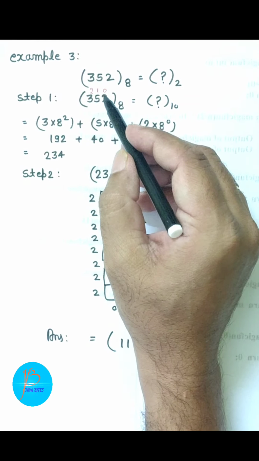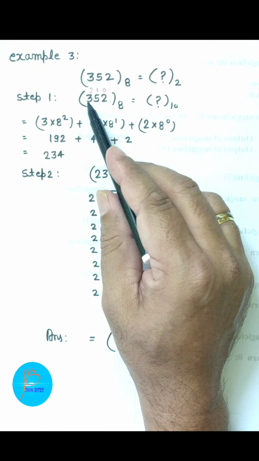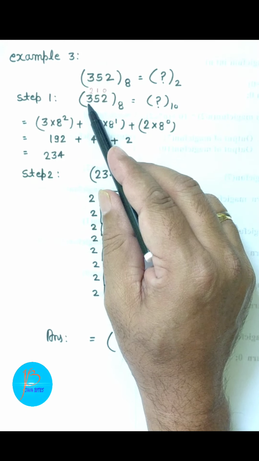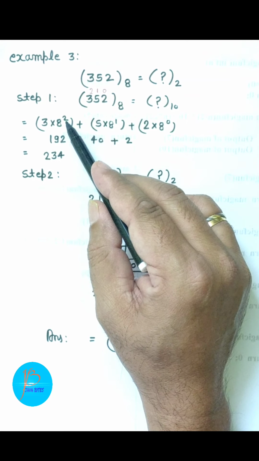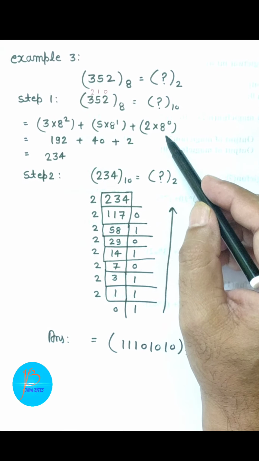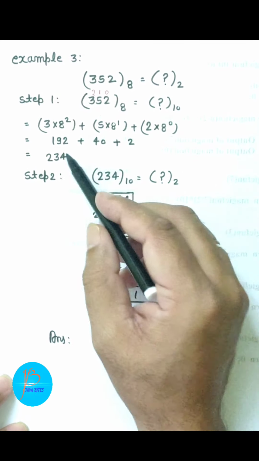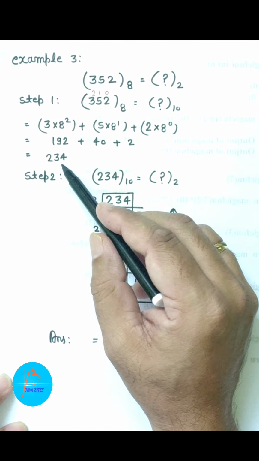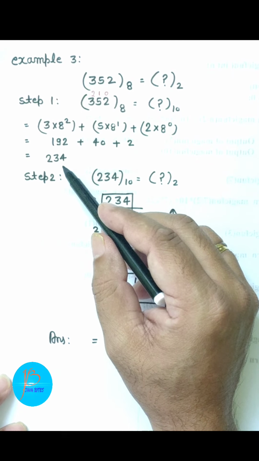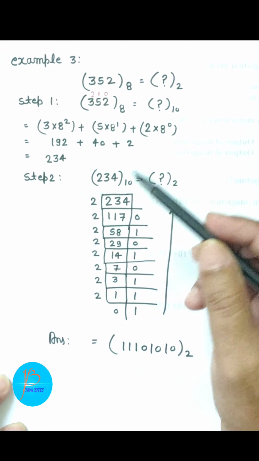You will mark the digits from 0 to 2, and you have to calculate that. For example, look at the first one, it is 3, so 3 into 8 raised to the power 2, 5 into 8 raised to the power 1, and 2 into 8 raised to the power 0. And after that, when you find the sum, you will get the answer as 234. So children, 234 is the number on base 10. Then your second step starts.